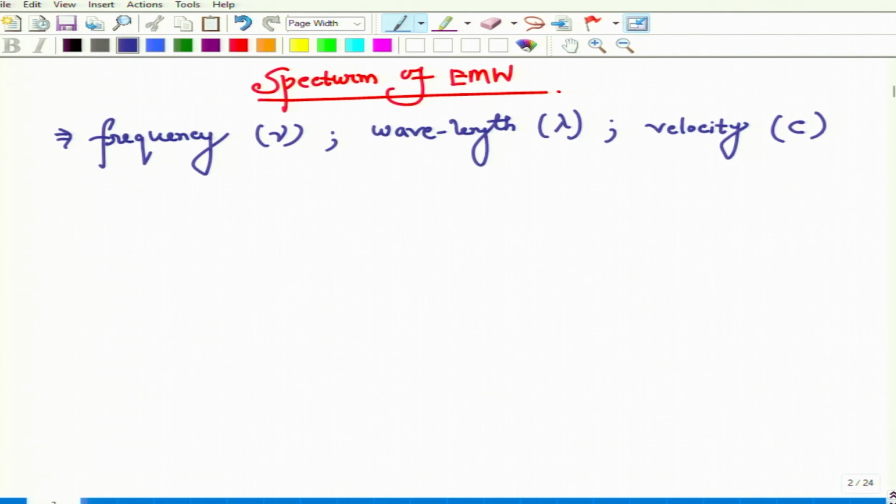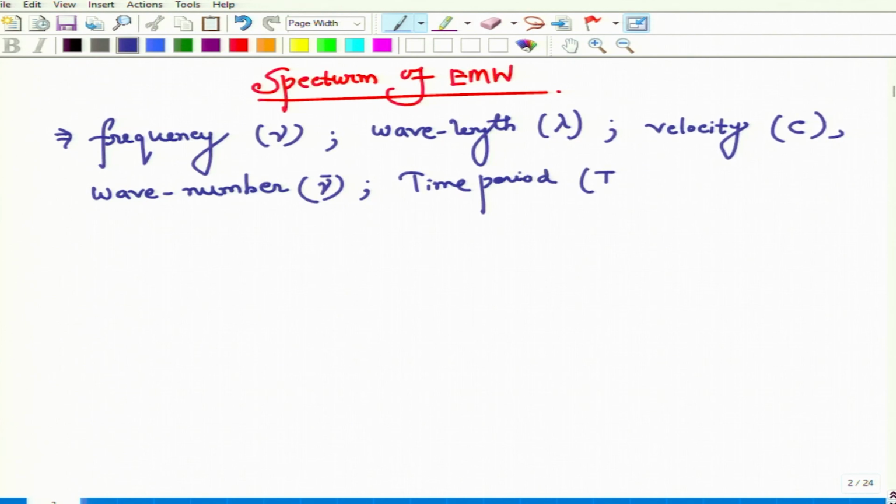We know the relations between these things. There are also some other things like the wave number, which is denoted by nu bar. Then one important quantity, the time period, which is denoted by T. After that the wave vector, which is denoted by k. These things are very important.